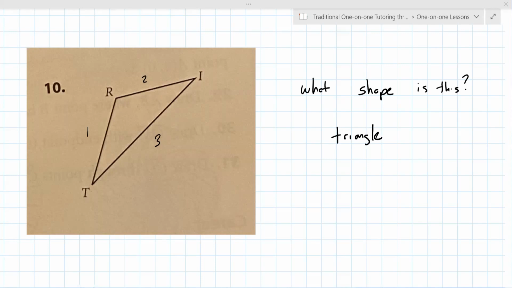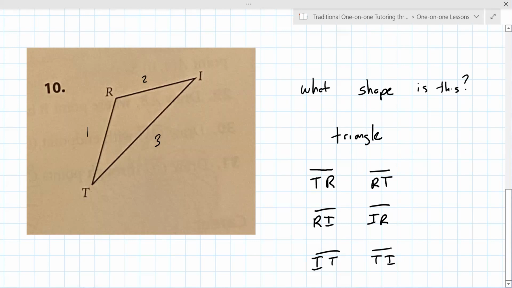Okay, got it. Got the answer. Okay, so I will write down some possibilities here. There's TR with just a segment above it, and then there's RT. RI, and then IR. Yep, I got it right. Okay, and then IT. And then TI. IT, TI. I put that below TR and RT. Great. Fantastic. Nothing correct. Okay, let's take a look at the next question, number 11.